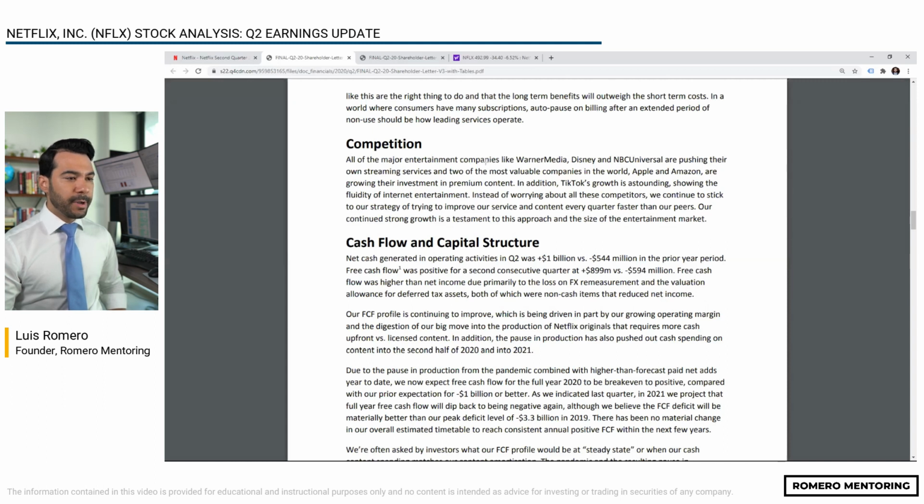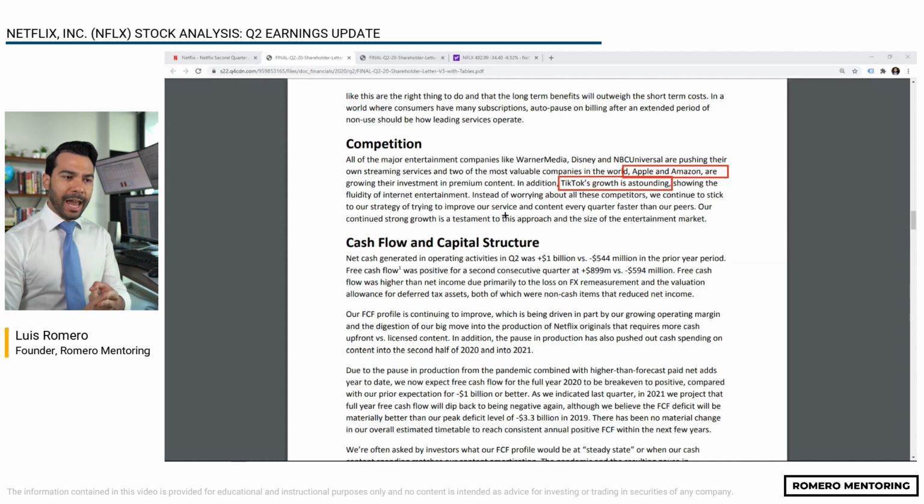All of the major entertainment companies like Warner Media, Disney, NBC Universal are pushing their own streaming services, and two of the most valuable companies in the world, Apple and Amazon, are also coming with their streaming services, introducing their own series, their own movies. Investment premium. In addition, TikTok growth is outstanding, showing the fluidity of internet entertainment. So there is increased competition now.